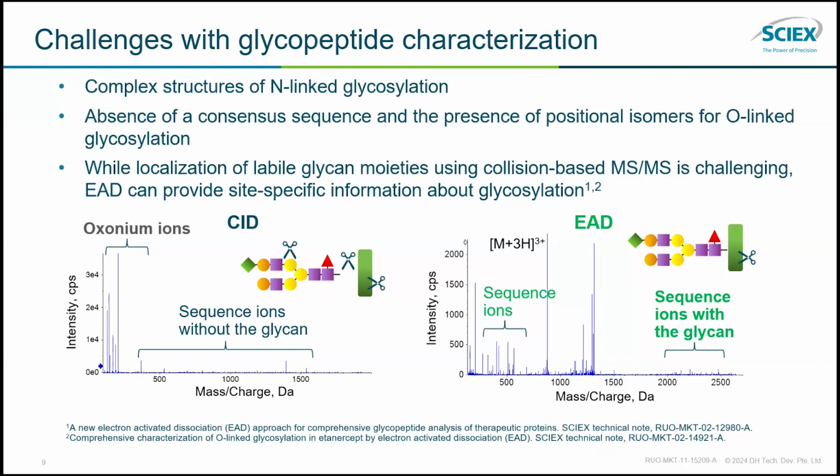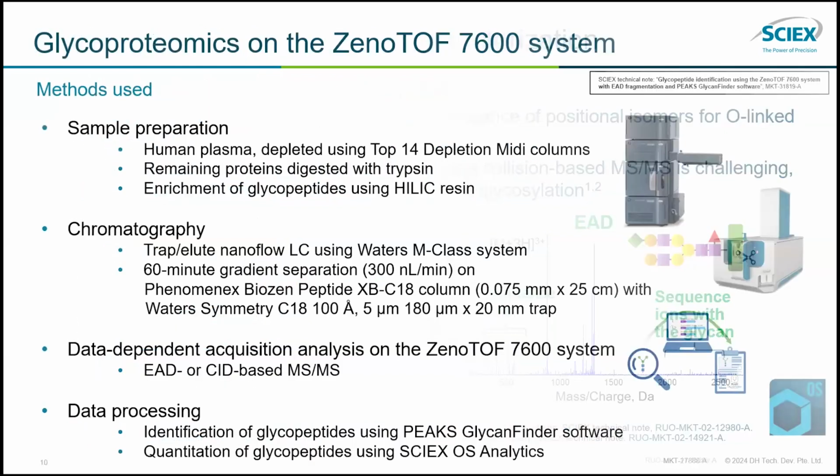So with EAD, that's very different. I'll show you later in some real examples as well. But now you actually maintain the glycan on the peptide fragment, so you will see lots of fragments with the glycan intact. You will also get a nice series, typically of C and Z ions, that will help you in identifying the sequence of the peptide.